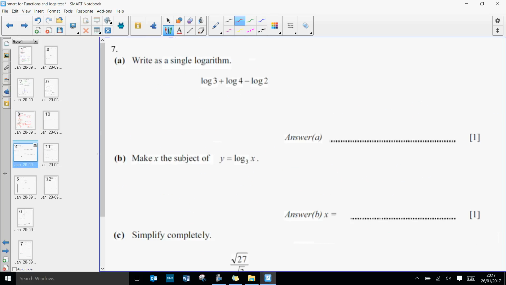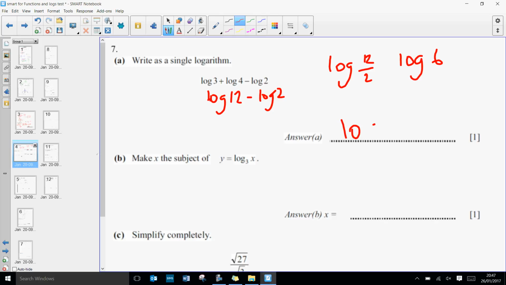Write as a single logarithm, so we've got log 3 plus log 4, so that's log of 12. Taking this in steps, and then we've got log subtract log, so that's log of 12 divided by 2, which you all know is 6. So this is just writing it as a single log, so we would write log 6.